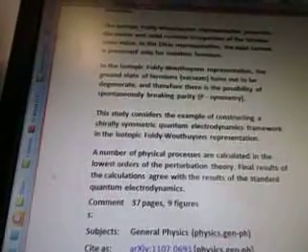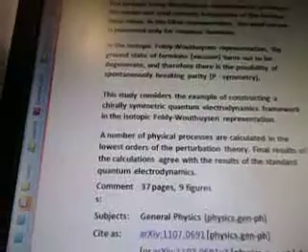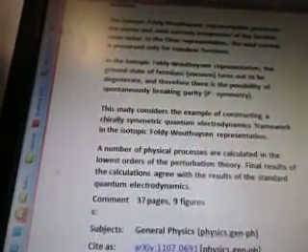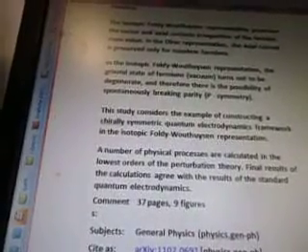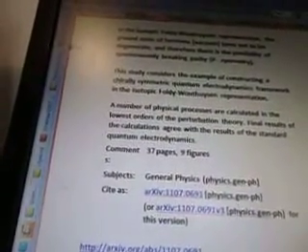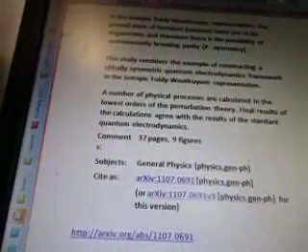In the isotopic Foldy Wouthuysen representation, the ground state of fermions vacuum turns out to be degenerate, and therefore there is the possibility of spontaneously breaking parity p-symmetry. This study considers the example of constructing a chirally symmetric quantum electrodynamics framework in the isotopic Foldy Wouthuysen representation. A number of physical processes are calculated in the lowest orders of the perturbation theory. Final results of the calculations agree with the results of the standard quantum electrodynamics.